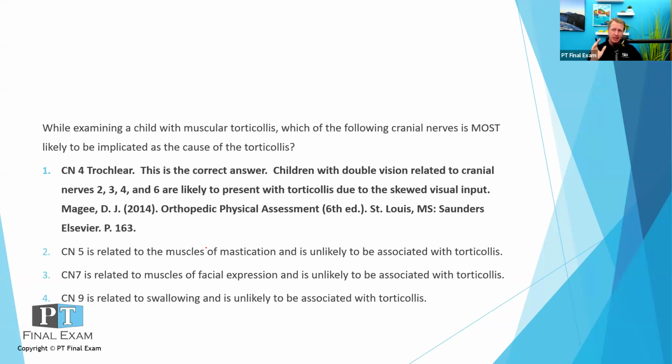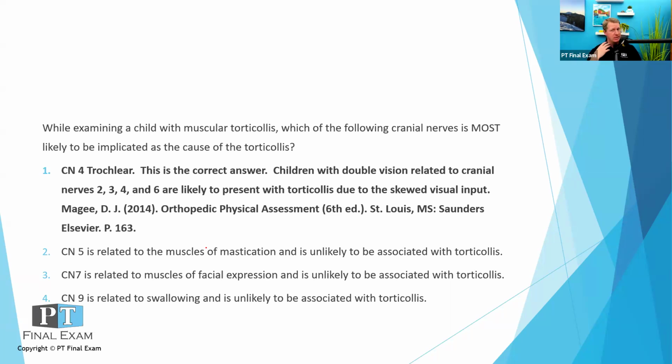So you'll see this especially in relationship to cranial nerve 4, cranial nerve 3, maybe a little less cranial nerve 2 and 6. But anytime you have double vision, the child will try to compensate by turning their head so they look out of really just one eye, and especially cranial nerve number 4. But all of these would likely result in a muscular torticollis.